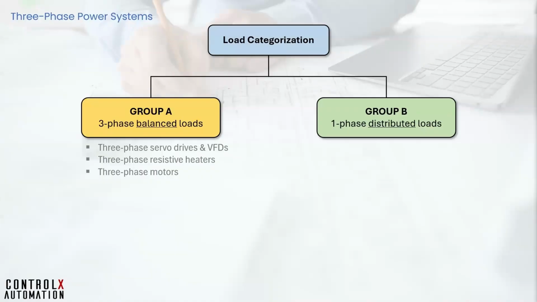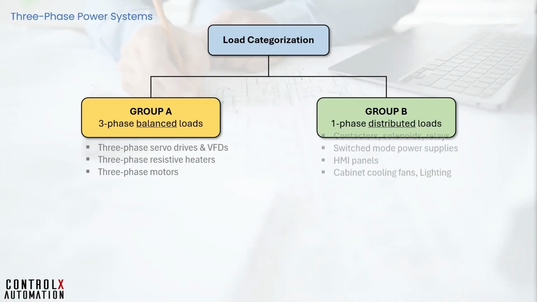In Group B, we have single-phase loads, which must be distributed equally across the 3 phases for balance. These loads are connected phase to neutral and load only one winding at a time. To avoid winding imbalance and circulating currents in the delta primary, the designer should try to distribute the loads as evenly as possible across the three phases.